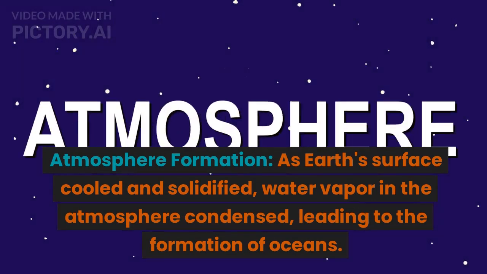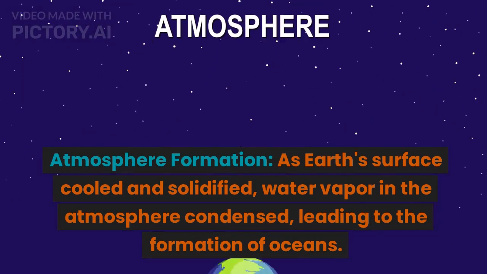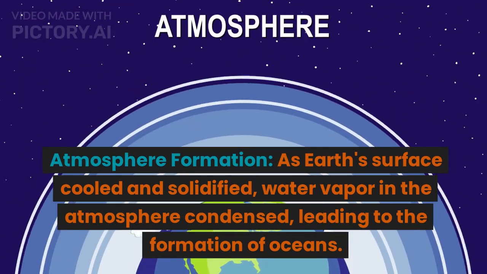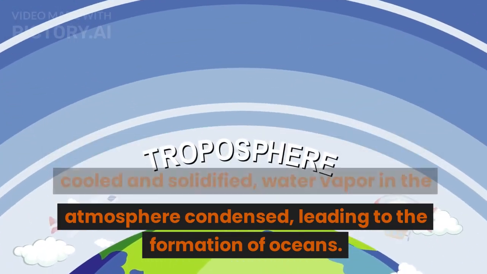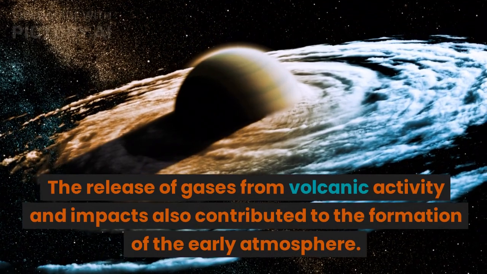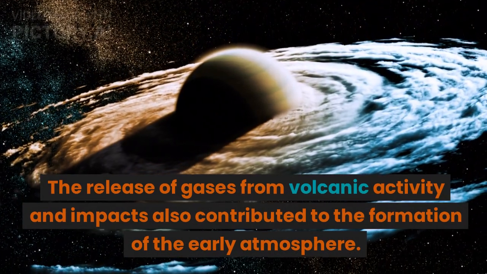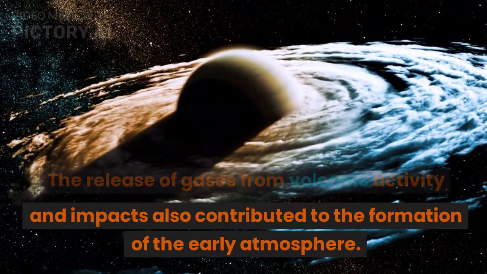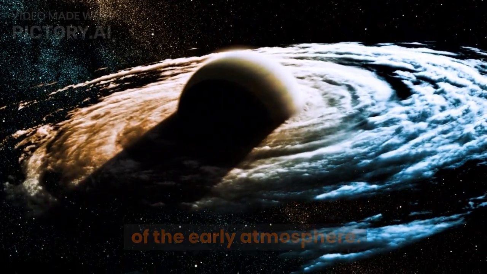Atmosphere formation. As Earth's surface cooled and solidified, water vapor in the atmosphere condensed, leading to the formation of oceans. The release of gases from volcanic activity and impacts also contributed to the formation of the early atmosphere.